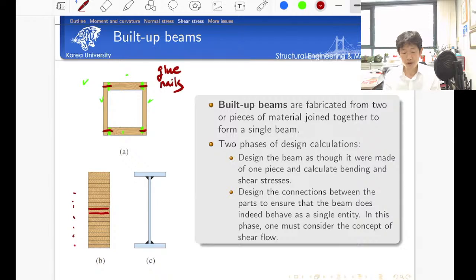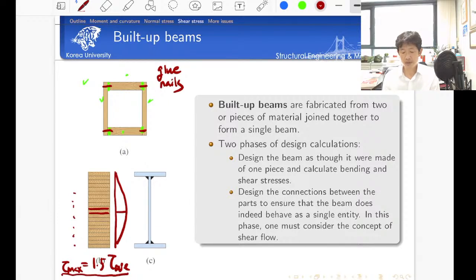For example, in the case of a rectangular section, the maximum shear stress develops where? In the middle of the section here, isn't it right? The maximum shear stress was equal to 1.5 times the average shear stress value. So when we design the glue, we need to satisfy this criterion, otherwise the section would fail by the shear stress development.